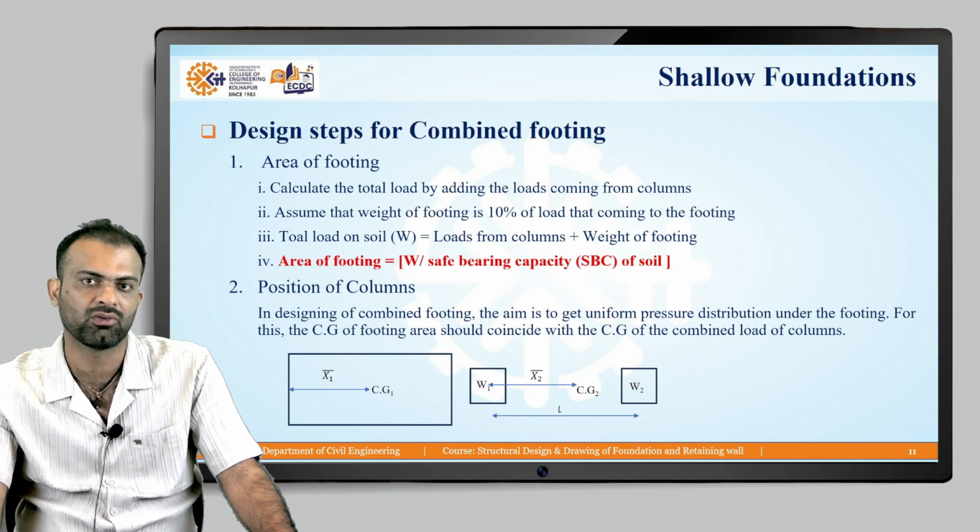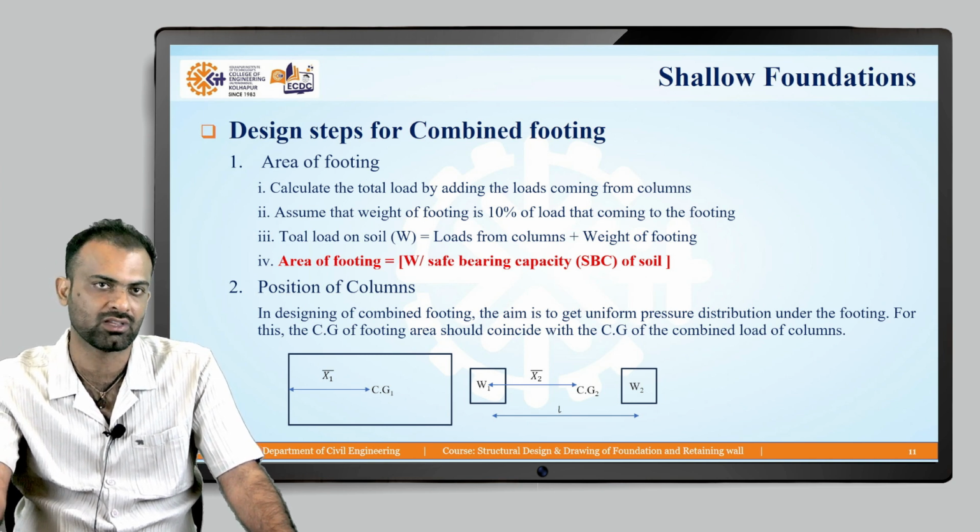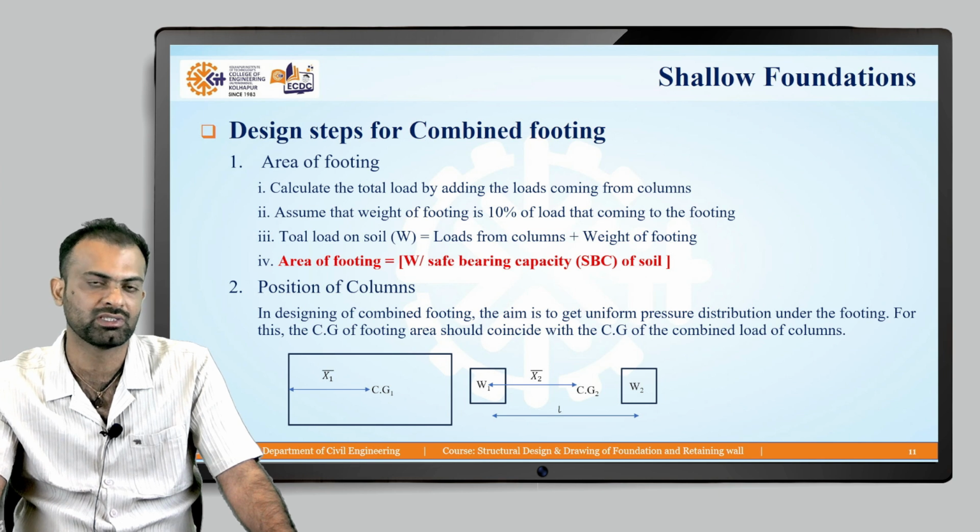Here the loads are W1 and W2. The reference point is the first column. Definitely the distance between the reference point and W1 will be 0, so W1 into 0 will be 0.